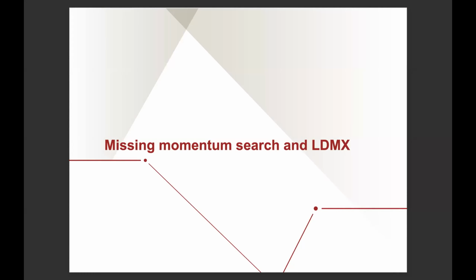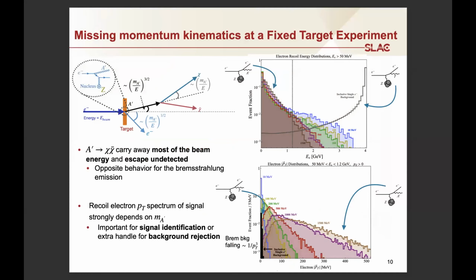and the missing momentum search that we do, and why tracking is important for us. The kinematics of our experiment are actually very simple. You have an electron beam that arrives on a target, and then you assume dark bremsstrahlung in the target, and you emit an A prime at a very shallow angle that depends on 1 over the beam energy to the 3/2 power.